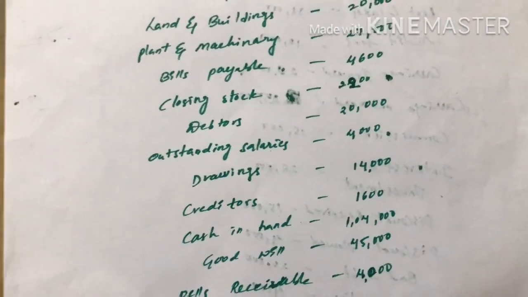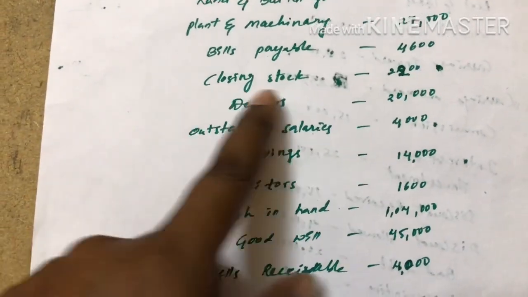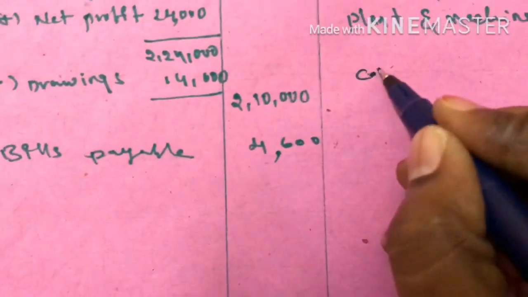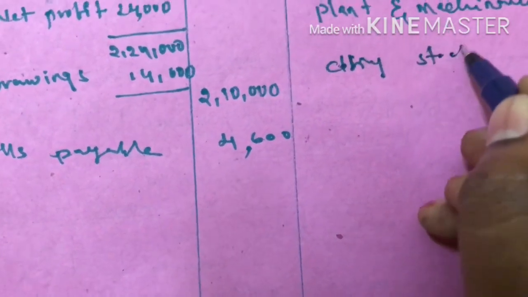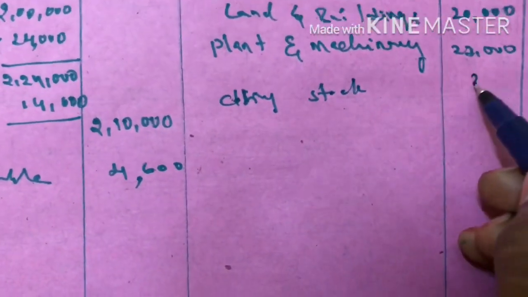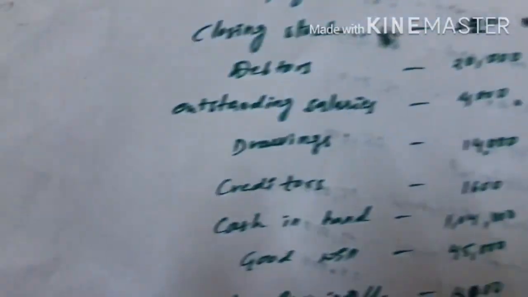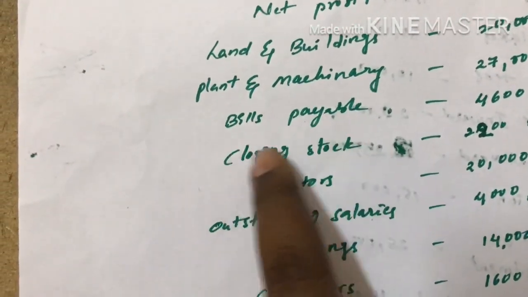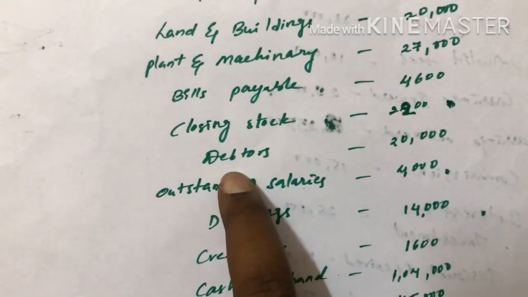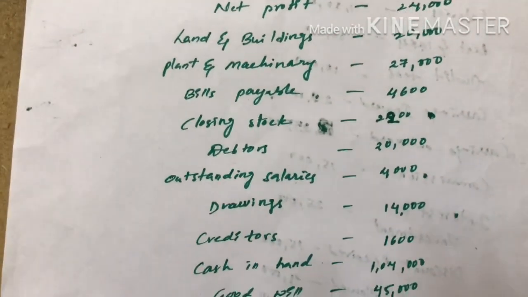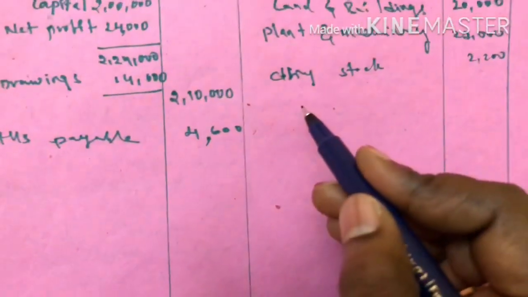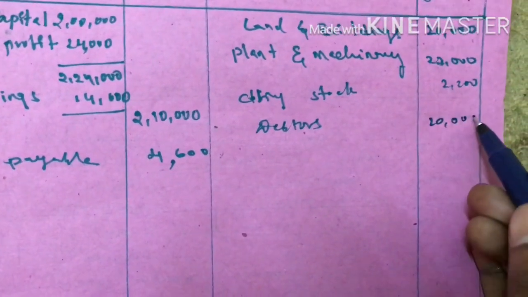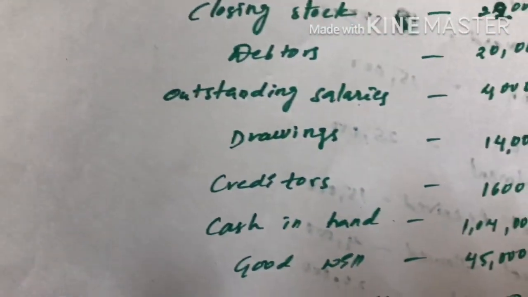Okay, so in this one, the next thing is closing stock. The closing stock is written on the asset side. Simply write it, closing stock, the amount is 2,200. Next one, debtors. The debtors is one of the assets, so we write it on the asset side. The amount is 20,000.